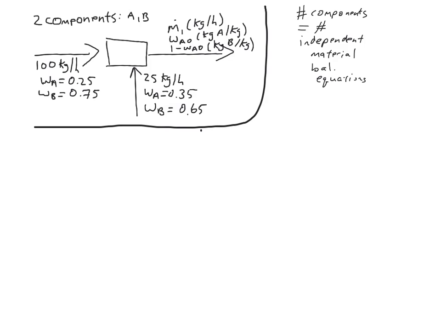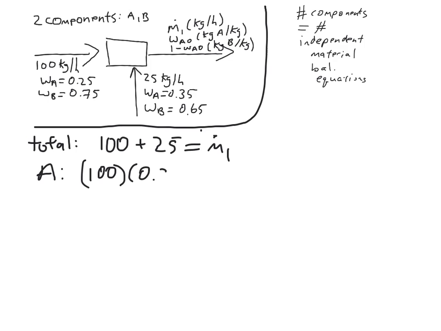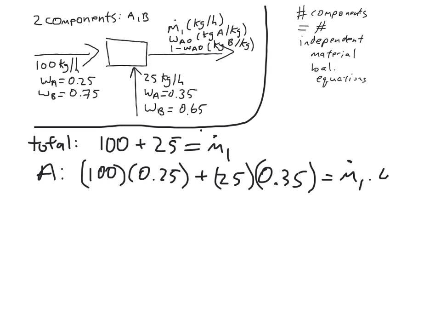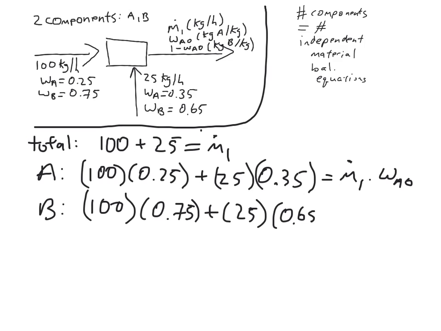So the first equation I can write is the total balance. And in this case, it's just simply 100 plus 25, and of course these both have kilograms per hour, but I'm just writing this in shorthand for the example. That's the total balance, the total amount going in versus total going out. I can write an A balance, 100 times 0.25, and again the units would be kilograms per hour, plus 25 times 0.35 equals M1 times WA0, and then a B balance, 100 times 0.75 plus 25 times 0.65 equal to M1 times 1 minus WA0. And those are the three material balance equations, one for the total balance, one for the A flows, and one for the B flows.